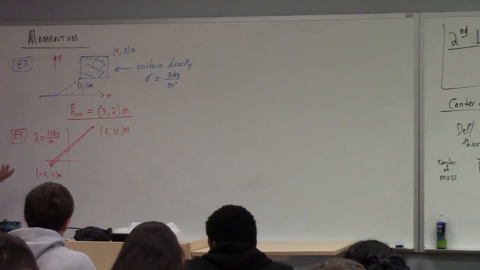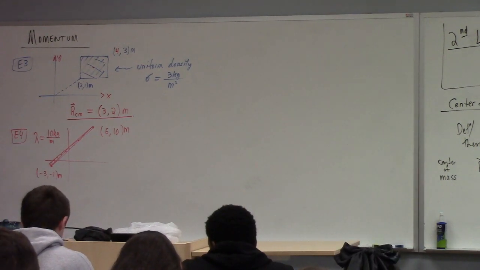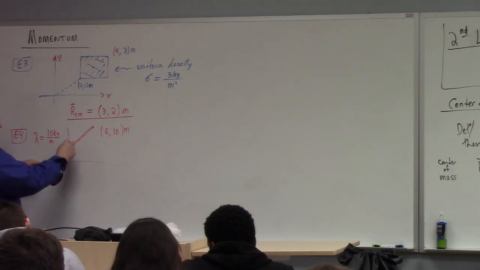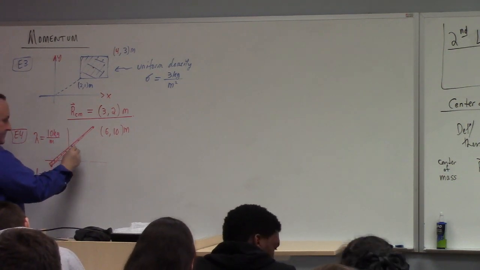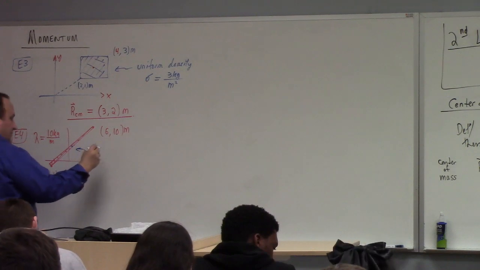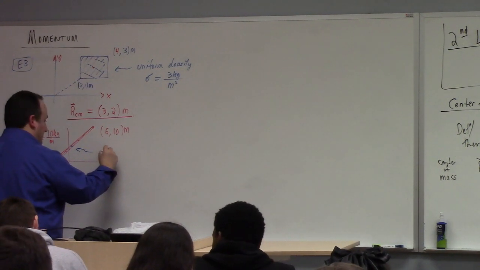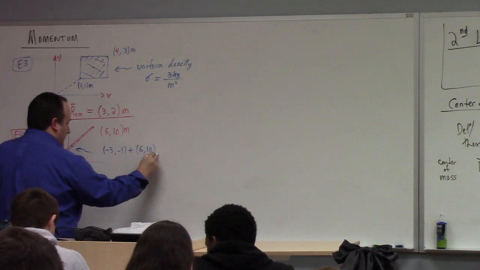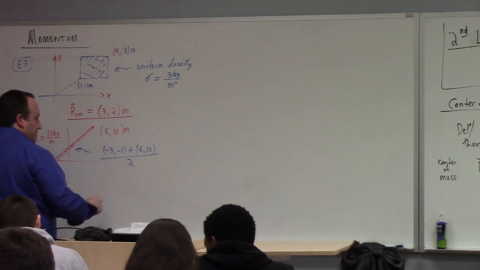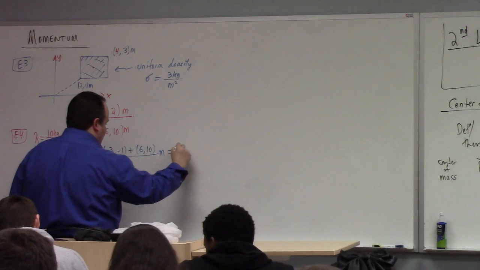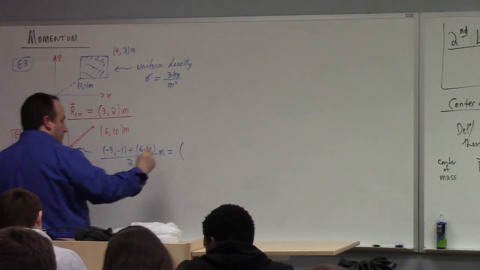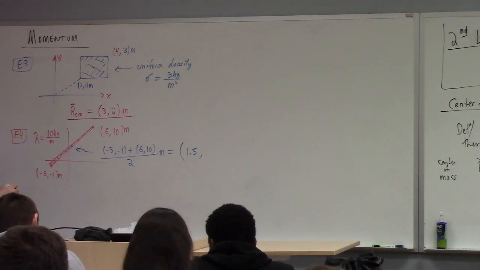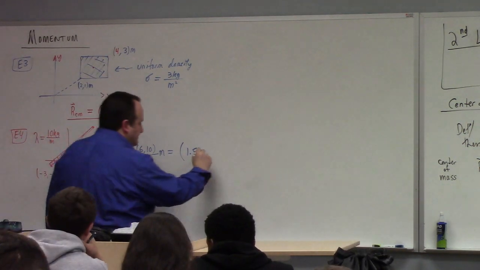We don't need to do the calculus here. We can just use common sense for this one. It's the middle, the midpoint, right? How do you find the midpoint? You take the points, add them, and divide by 2. So the center of mass here would be 1.5, 4.5 in terms of meters.